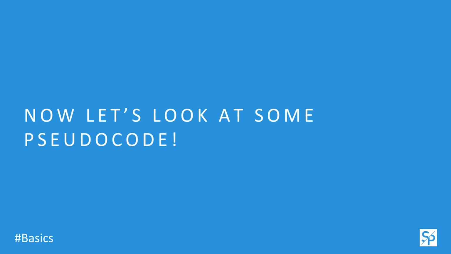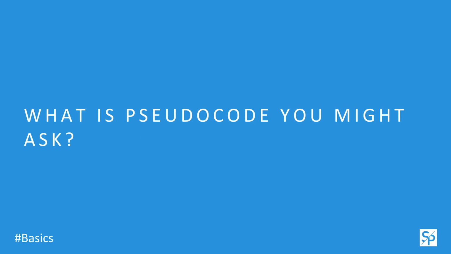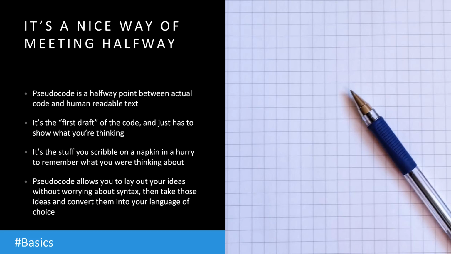Now let's look at some pseudocode. What is pseudocode, you might ask? Well, you may be thinking that it's this long, nasty, ugly word that has code in it, but I promise you pseudocode is probably one of the most awesome things in computer science, and we're about to talk about it right now. Pseudocode is a nice way of meeting halfway. Pseudocode is a halfway point between actual code and human-readable text.